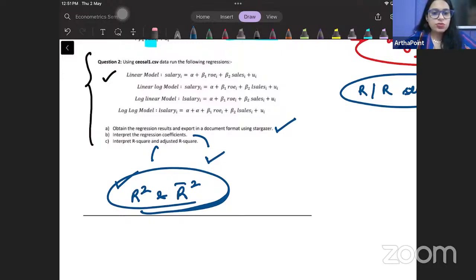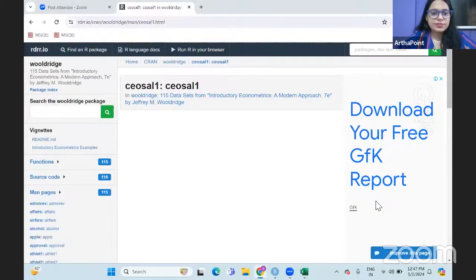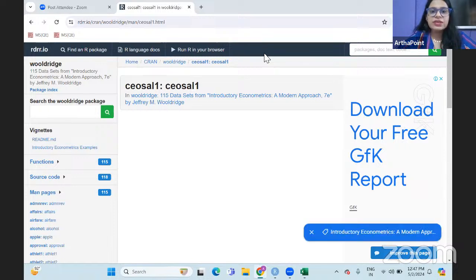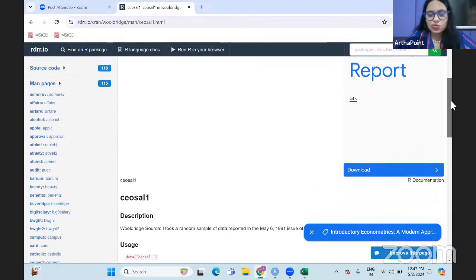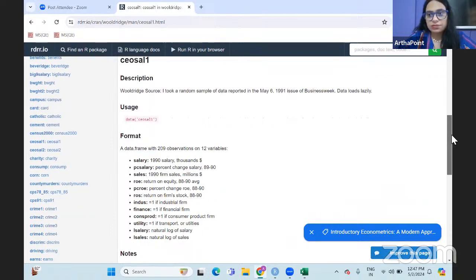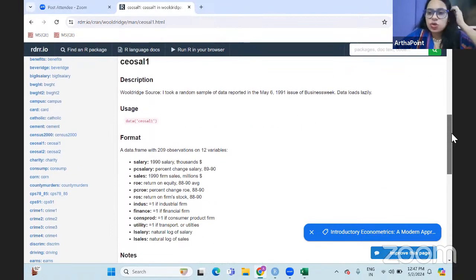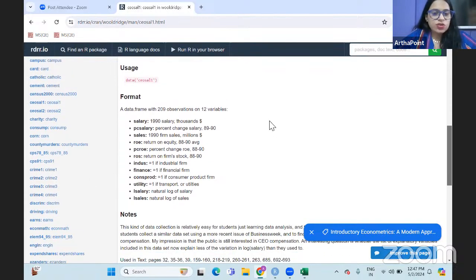So I am going to take you to the Wooldridge website and I will be showing you this file. I hope my screen is visible to you, right? So this is the Wooldridge website, and here all the datasets that Wooldridge refers to in his book are mentioned. In the same website, you can notice that it says this is a data frame of 209 observations with 12 variables. These 12 variables are given to you.